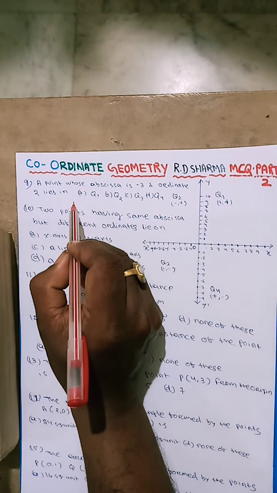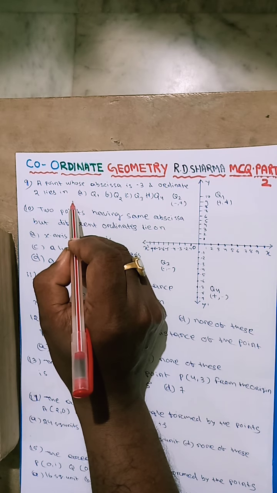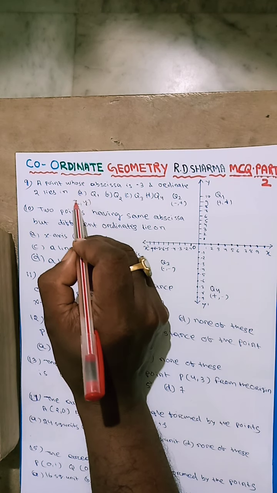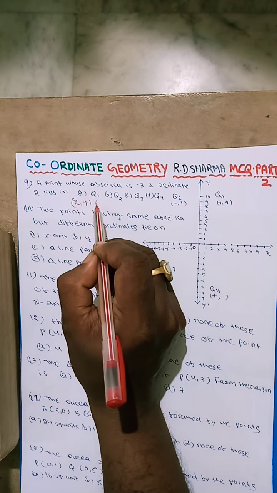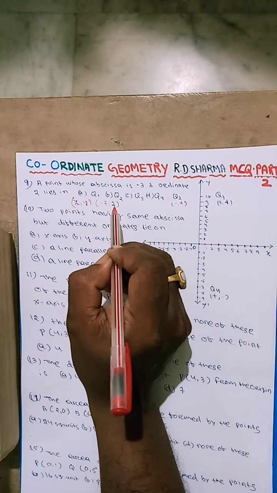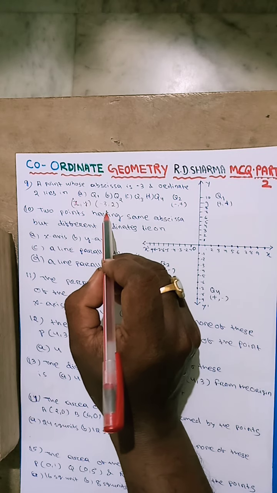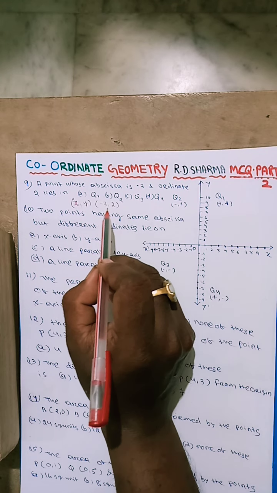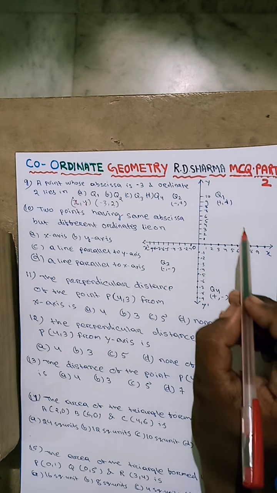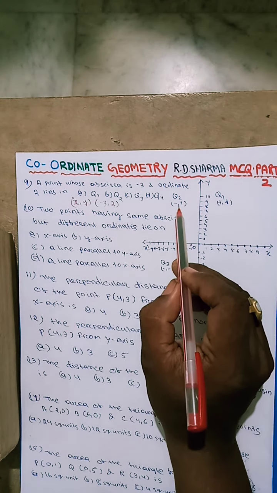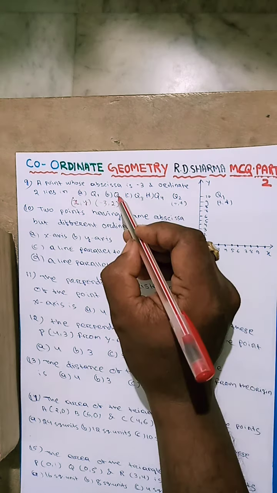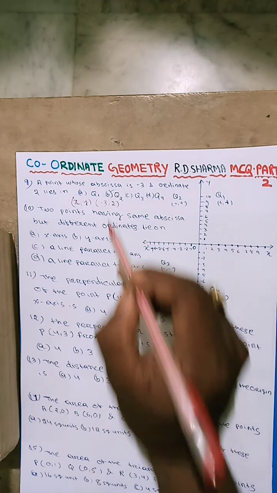Abscissa is -3. Abscissa means x value. X value is -3 and y value is +2. So the ordered pair (x, y) is equal to (-3, +2). Now check the sign. The sign of the ordered pair is minus plus. Minus plus, which quadrant? Minus plus is Q2, the second quadrant. So option B is right.